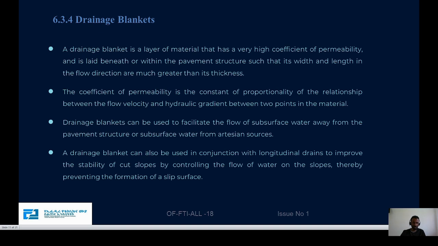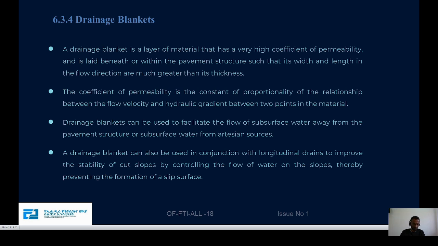A drainage blanket is a layer of material with a very high coefficient of permeability laid in the pavement structure, with widths and lengths in the flow direction much greater than its thickness. The effectiveness of the drainage blanket is related to the coefficient of permeability. The coefficient of permeability is the constant of proportionality in the relationship between the flow velocity and the hydraulic gradient between two points.